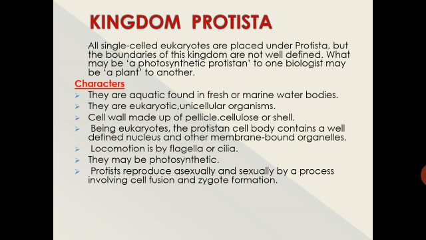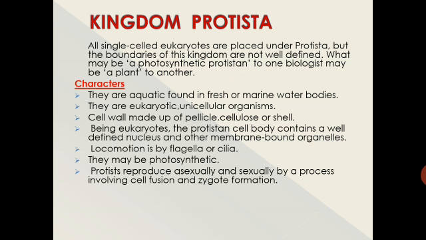Coming to the characters of Protista, they are aquatic, found in fresh or marine water bodies. Secondly, they are eukaryotic, unicellular organisms. Eukaryotic means they have a well defined nucleus. Cell wall is made up of pellicle, cellulose or shell. Being eukaryotes, the protist cell body contains a well defined nucleus and other membrane bound organelles.